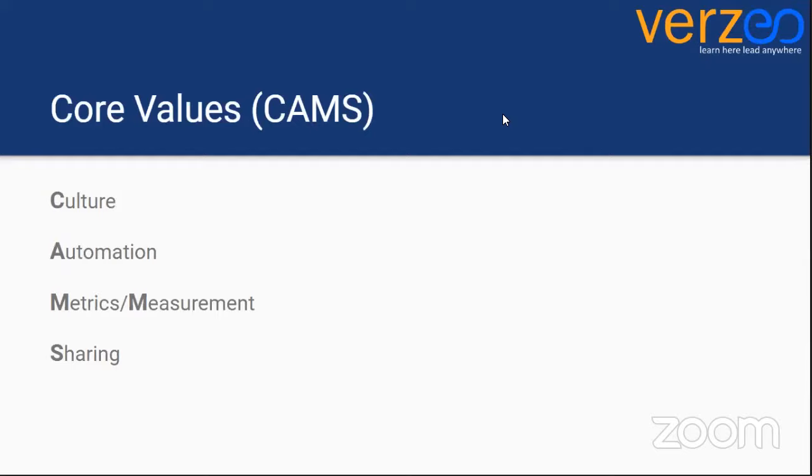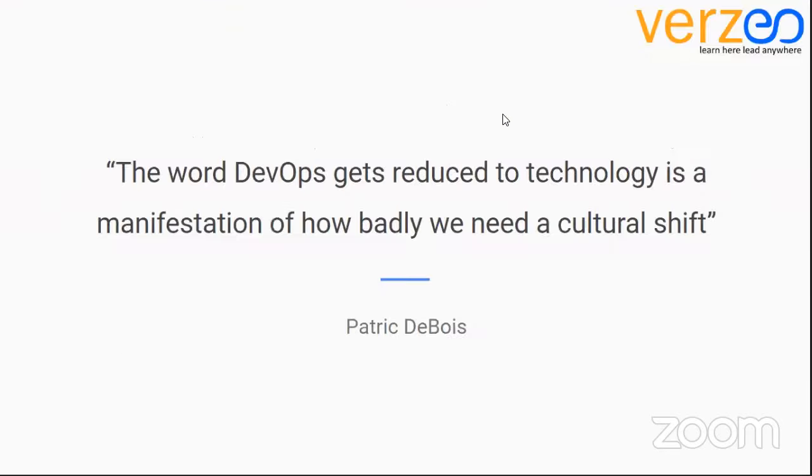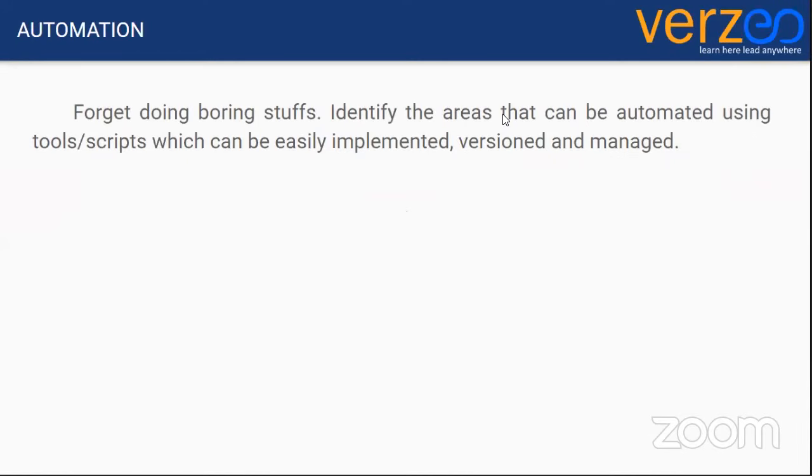The core values are called CAMS in short. Culture comes first, then automation, metrics, measurement, and sharing. There was a question: what is automation? See, the name automation suggests that it runs on its own. I don't have to manually trigger something or manually copy and paste something. It means there's no manual intervention required. I just schedule a job, it runs on its own, takes care of everything end to end, and then gives me some output. That is called automation.